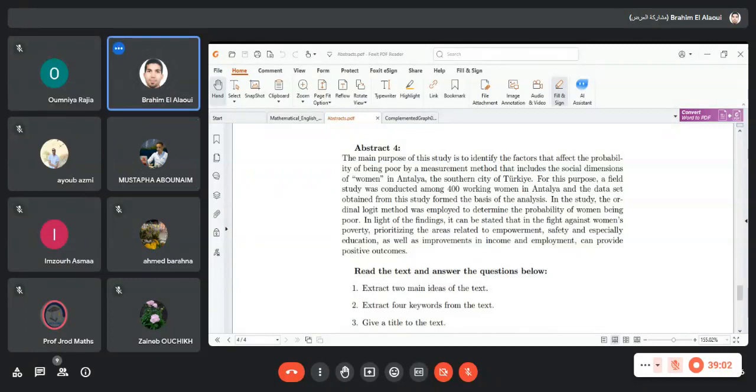Just women poverty. Okay. And for the title: identification of the factors that affect the probability of being poor among working women in Antalya, Turkey, by using the ordinal logit method. This is a very, very long title, but it is acceptable.